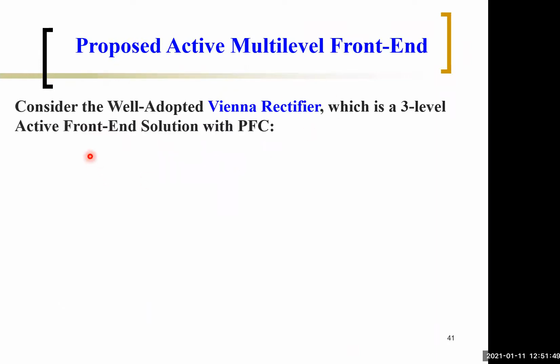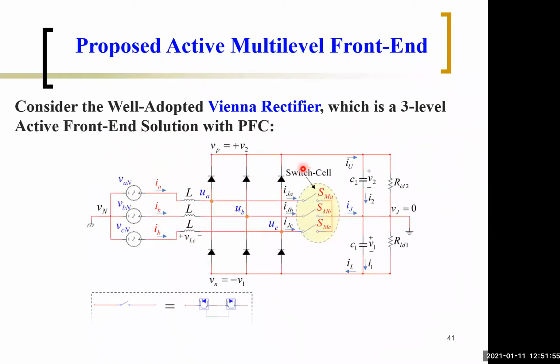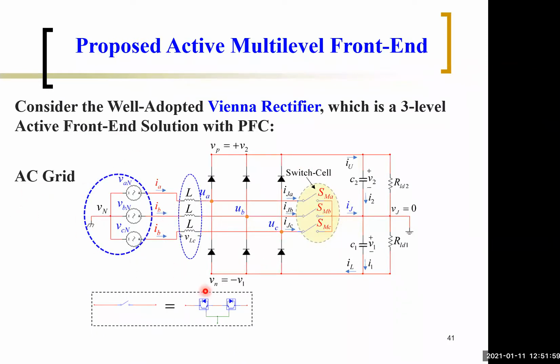If you consider the well-adopted Vienna rectifier, which is a 3-level active front-end solution with power factor correction, this is its topology. These voltages represent the grid voltages. We have 3 input inductors, just like in a DC-DC boost converter. We have a simple full bridge rectifier and 3 bidirectional active switches realized by 2 transistors.